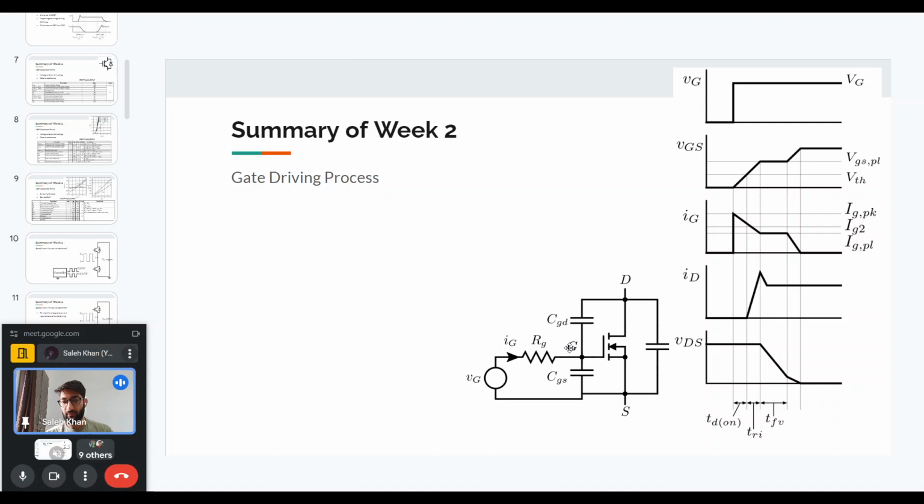And then again, the gate current will go through the CGS capacitance, and the VGS voltage will rise to the full value, which is the VG value of our gate driver actual output.